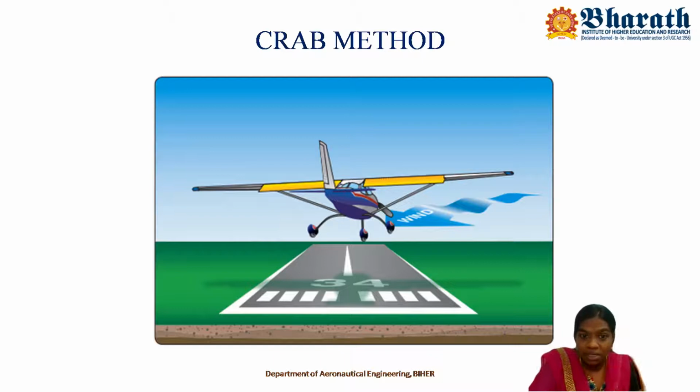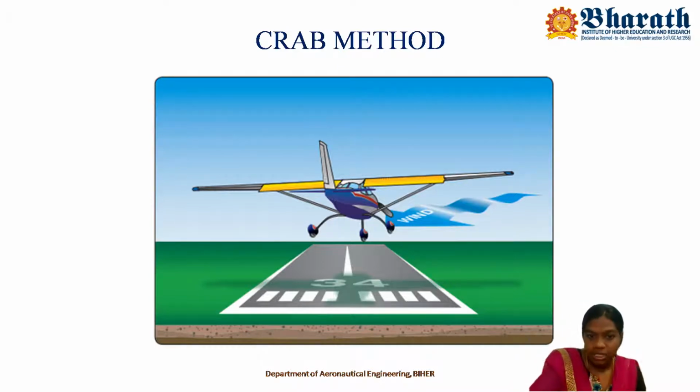So in the crab method, the aircraft should point in the direction of the wind and the wings should be level. Okay, so the pilot should manage something like this, and at the point of touchdown, the pilot should manage to maintain the aircraft along the center line of the runway. So this is nothing but the crab method. And since the aircraft drifts in the direction of the wind, it moves sideways with the wind. This method is called the crab method.